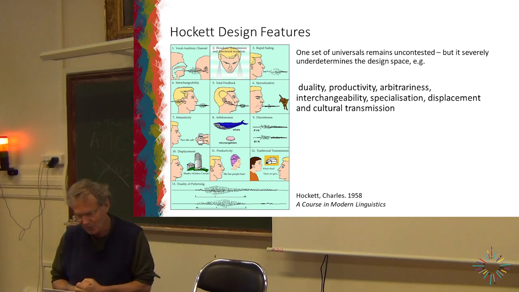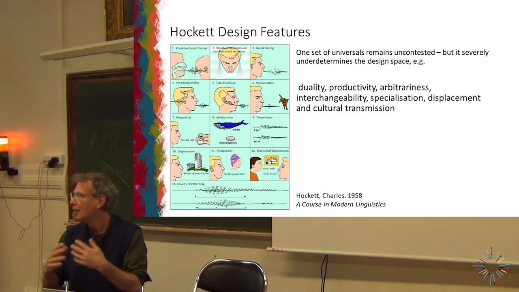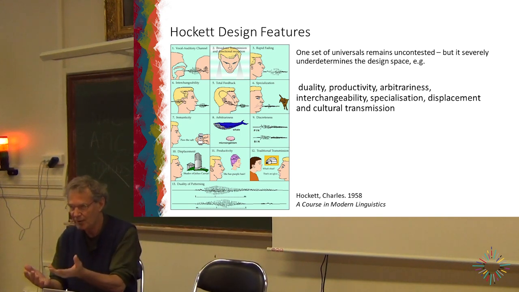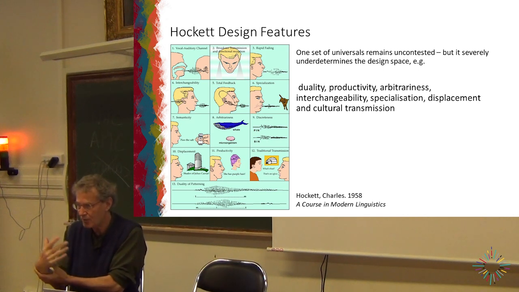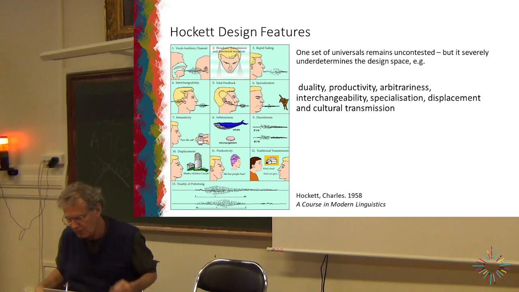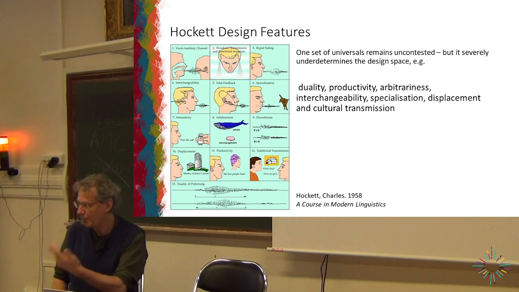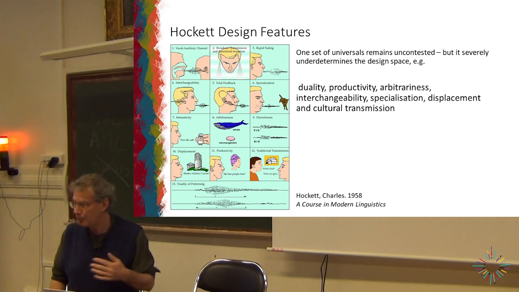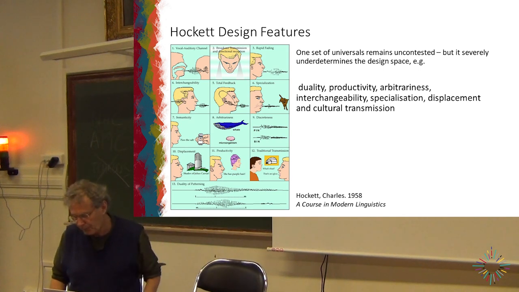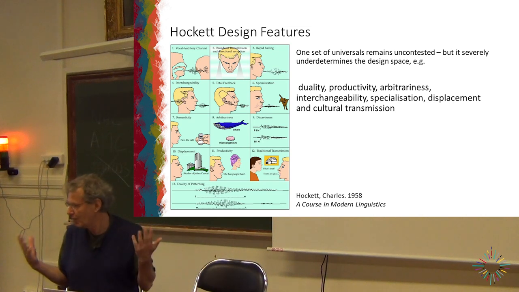He's not using the word universals, but that all languages have duality of patterning and productivity and arbitrariness. He's not putting these forward as original claims of himself. He's summarizing things, because we know that Saussure and others were talking about the arbitrariness of the sign, interchangeability, which of course Benveniste talked about, specialization, displacement, that is you can talk about things away from the here and now, cultural transmission, that is you don't just have it transmitted to you genetically from your parents.